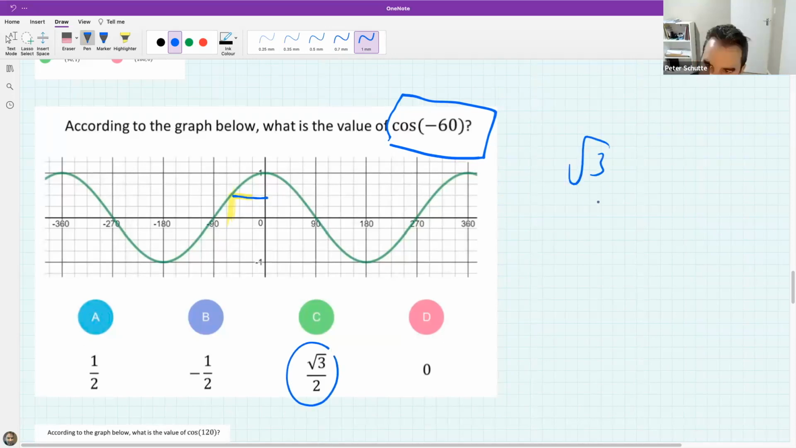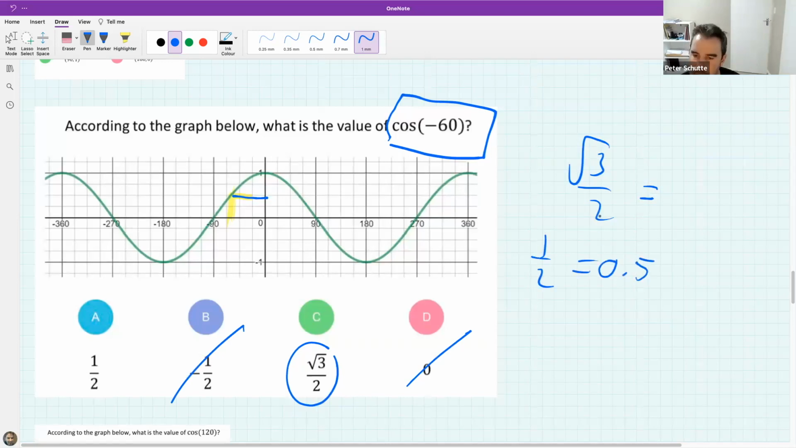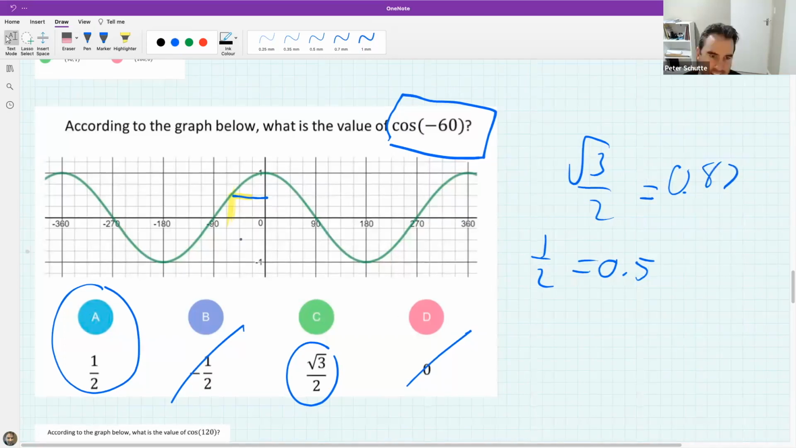Just check on your calculators. What is root 3 over 2? I'm just curious, it's definitely not 0. It's definitely not minus a half. We know that a half is 0.5. Root 3 over 2 is going to be 0.7 or 0.8 something. So the correct answer would be A. Okay, that makes sense. It can't be anything else, because 0.87 must be like the cos of minus 10 or something. So you guys understand that.